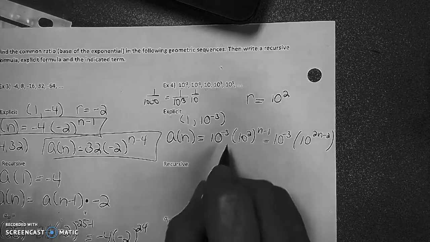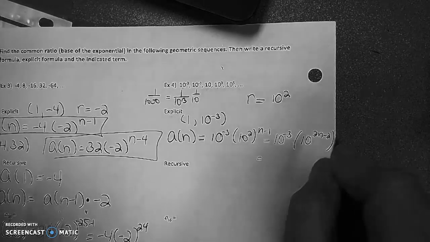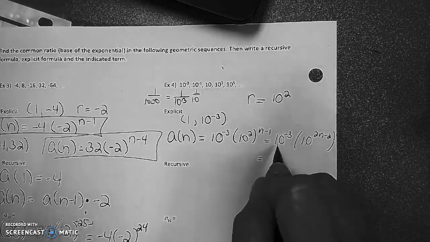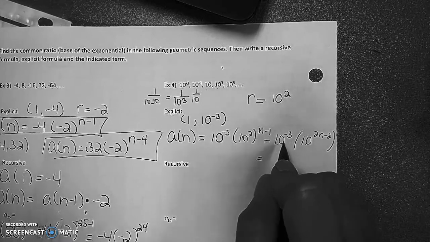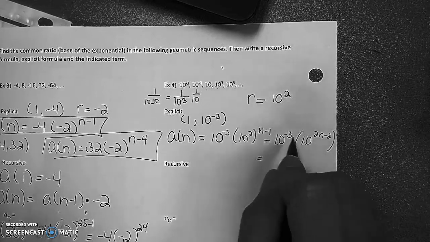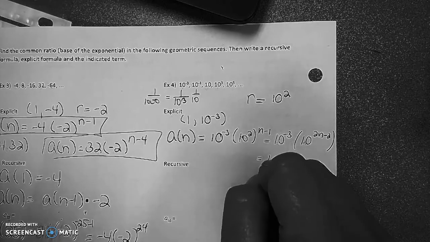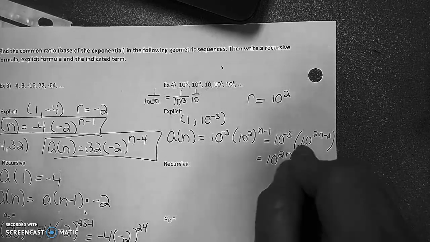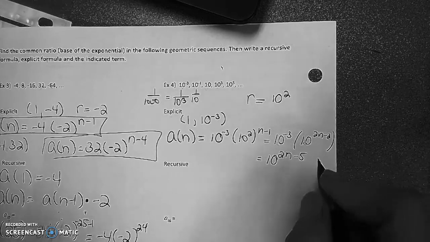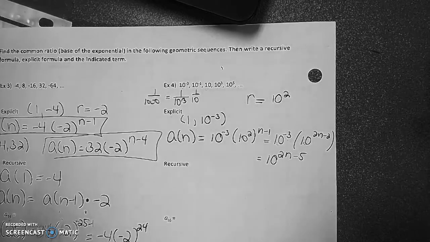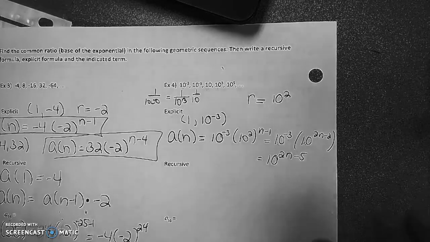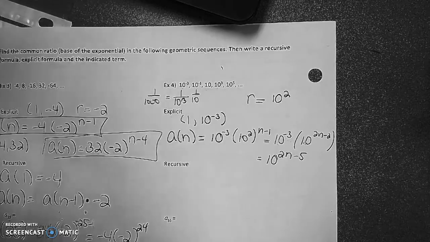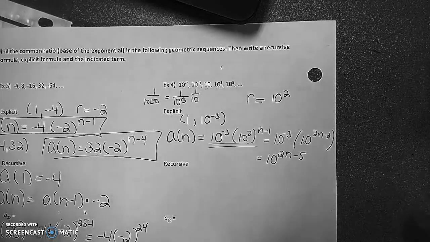I don't have to. I could leave it the original. I could actually, these have common bases. So if you're multiplying exponents that have common bases, you can add your exponents. So I could have 10 to the 2n minus 5, negative 3 and a negative 2 that add to give me a negative 5. So I have a whole lot of different ways that I could write this explicit formula. I'm just going to stick to using the one that we found before.